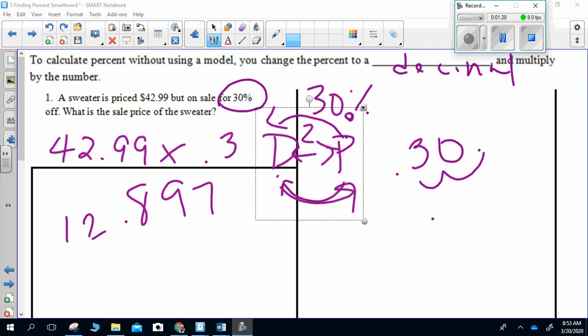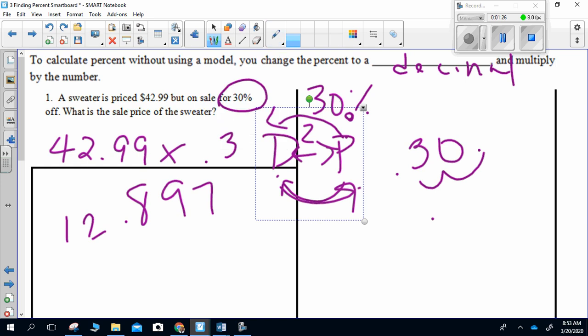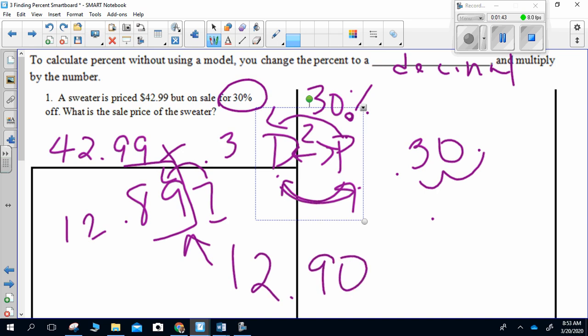But because it's money, it has to have just 2 decimal places. So I'm going to look at my number right here, and I'm going to round to the hundredths place. This 7 is going to move the 9 up 1, which of course is then going to move the 8 up 1. The way you're going to think about it is, is this number closer to 1289 or 1290? It's 1290. So 1290 is my percent off.